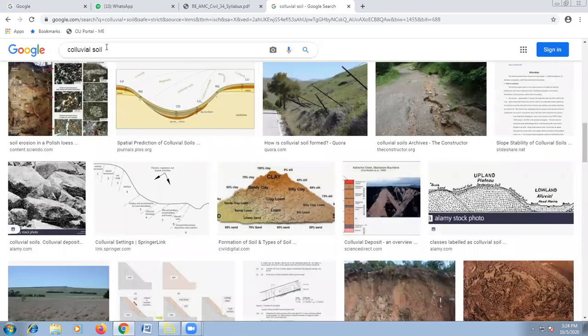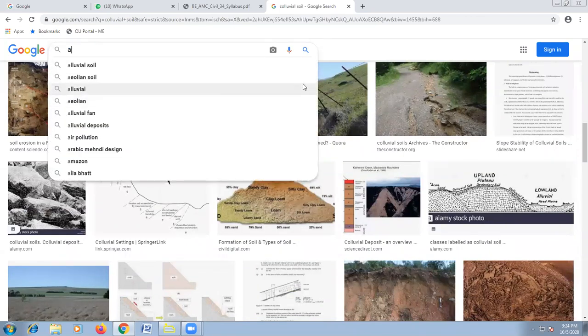Now the next type of soil under transported soil is known as alluvial soil.